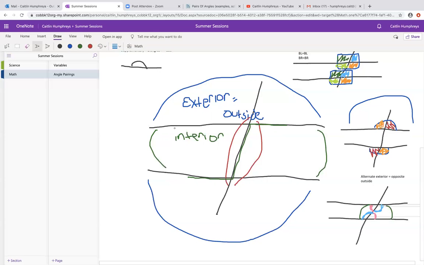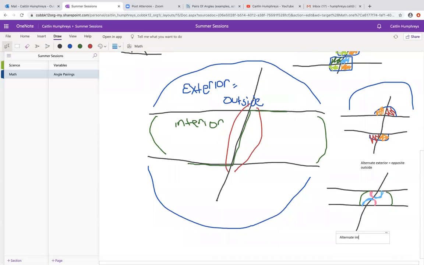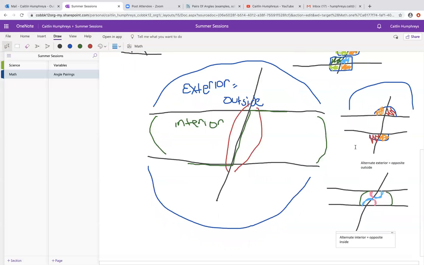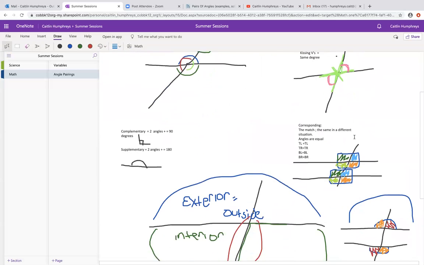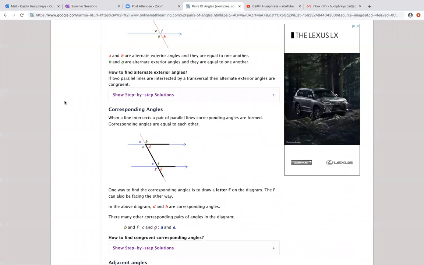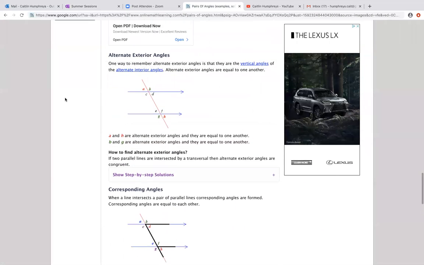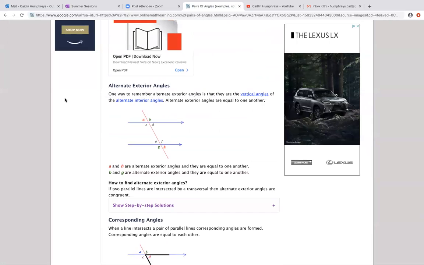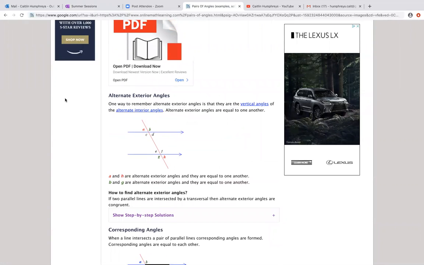Next. Oh, sorry, let me label that. Interior, alternate interior, inside. Okay. And let's go. We did corresponding, right? I can't get into my Google Classroom right now, but I will find the notes I made on this and upload them because they are actually well designed and color coordinated.